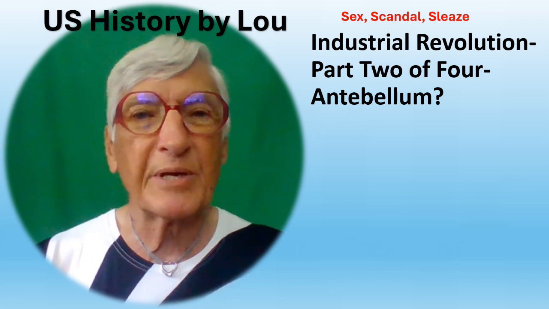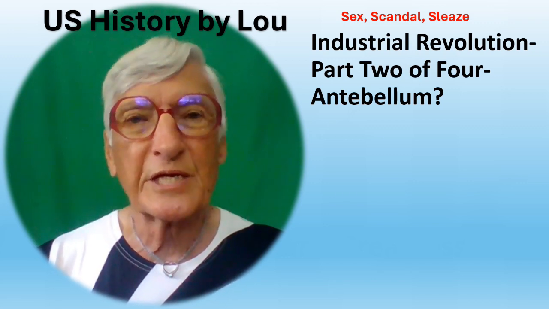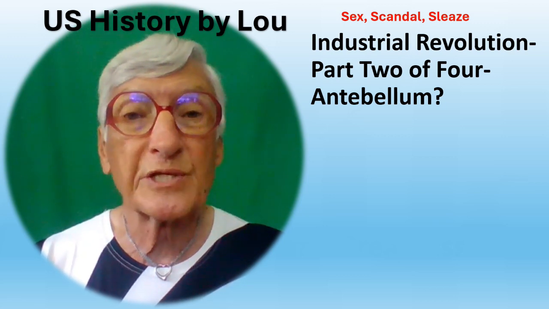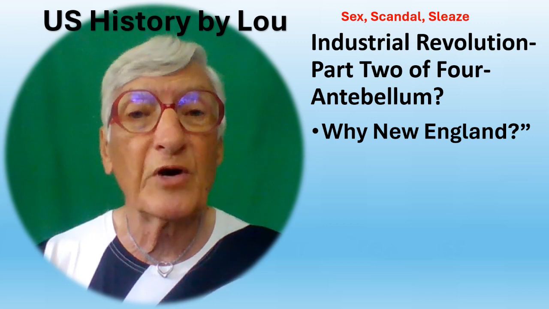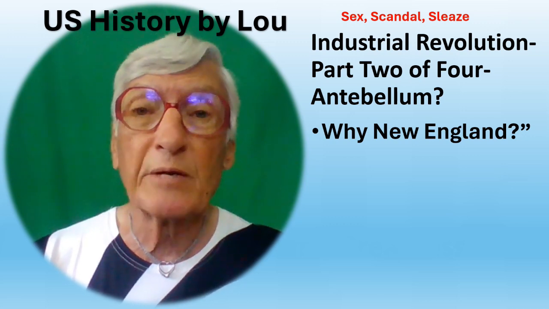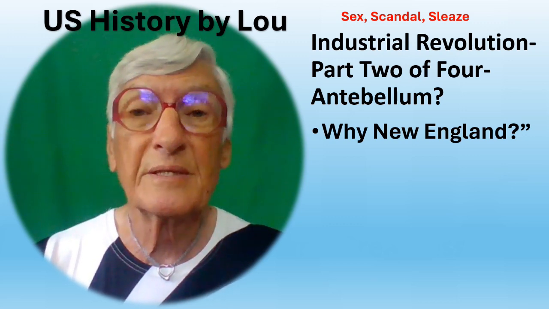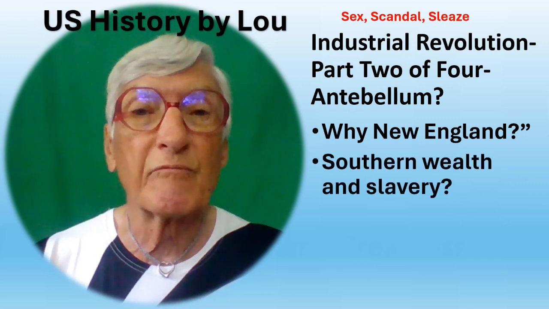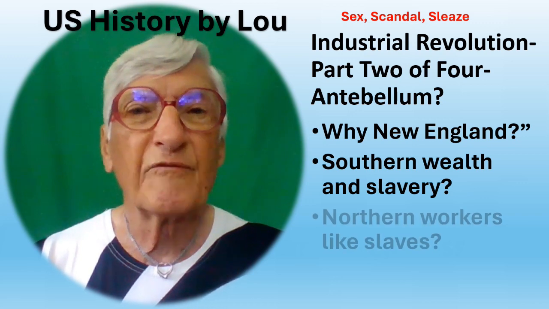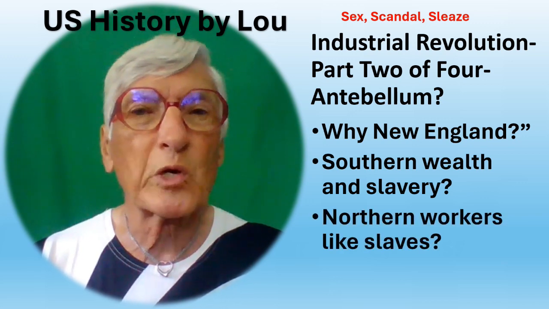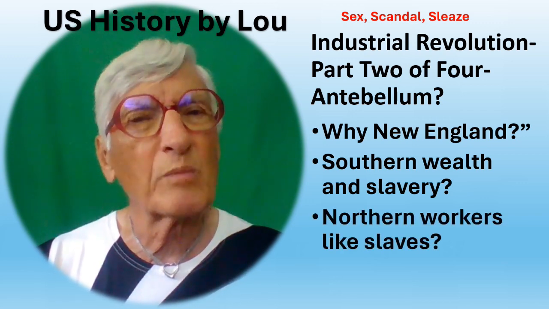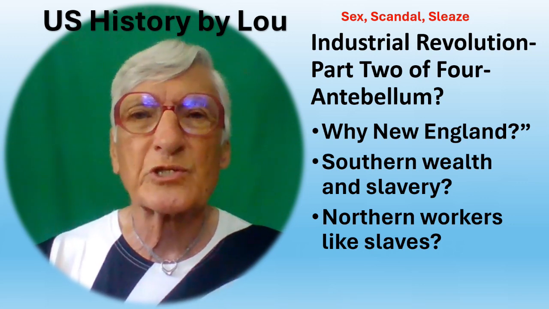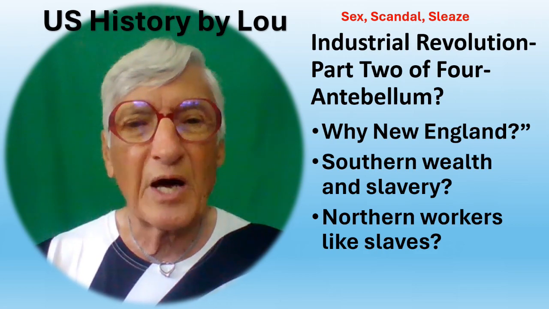And today's topic is going to be another part of the early Industrial Revolution of the United States, the antebellum period. While you listen to this, I want you to ask yourself three fundamental questions. First of all, why did most of it take place in New England? Secondly, the emergence of Southern wealth and slavery. What is the connection? And finally, was the treatment of workers in the North essentially another form of slavery? Well, as you listen to this, ask yourself those questions and others. So let's get on with the presentation.